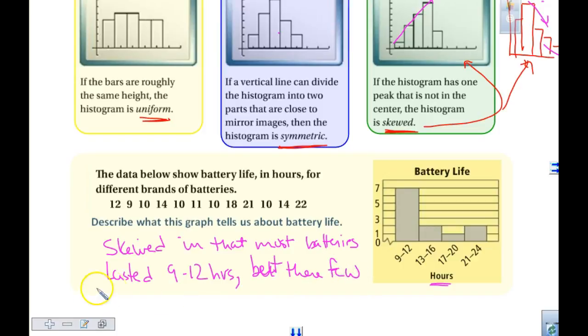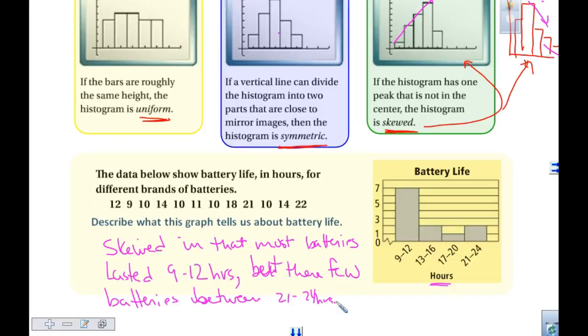There were a few batteries that lasted how long? Between 21 to 24 hours. Right? So could a company say, hey, look at this. We have batteries that last up to 24 hours, and that could be their advertisement pitch. Would that make sense? Yeah.